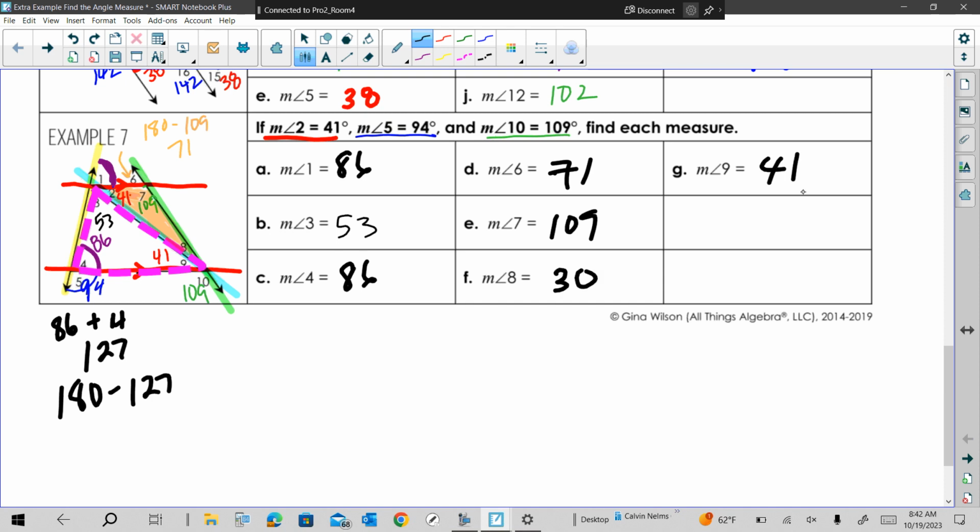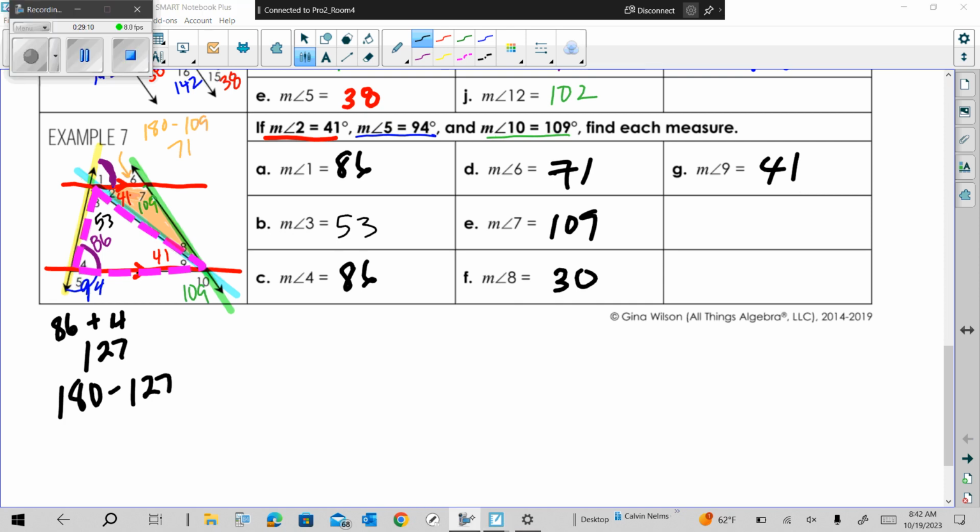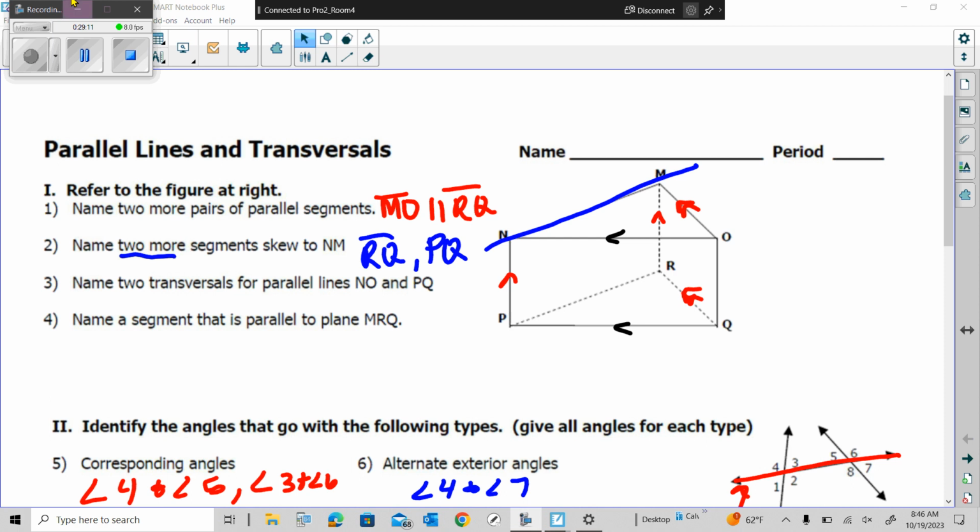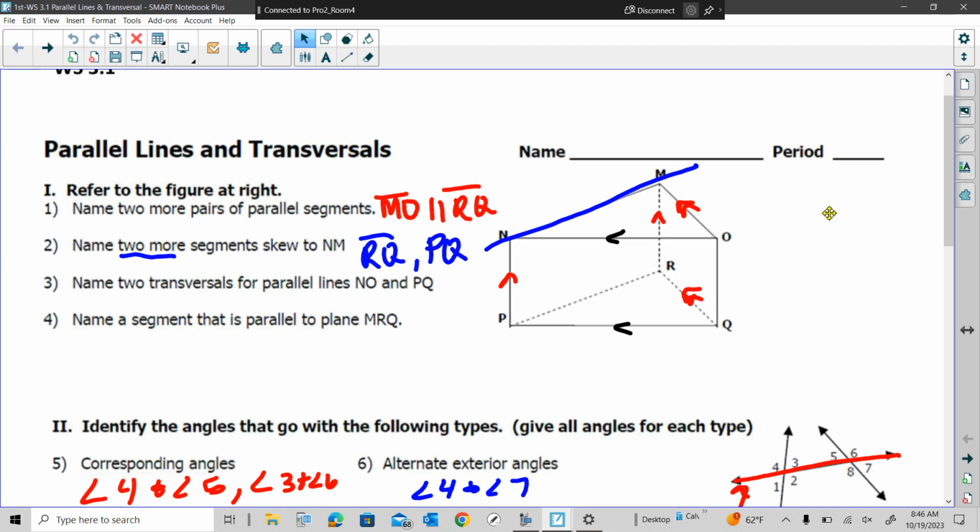So this is going to go in after the purple foldable. After your purple foldable. And you're going to use this to help you with the homework. So I'm going to pass out the homework here in a second. Yeah, how do you get 86?